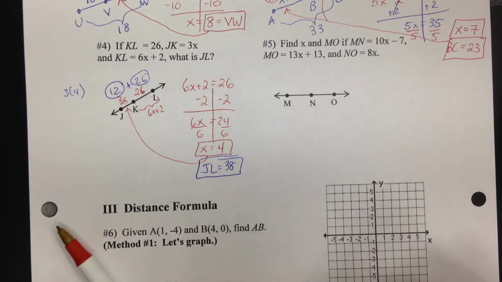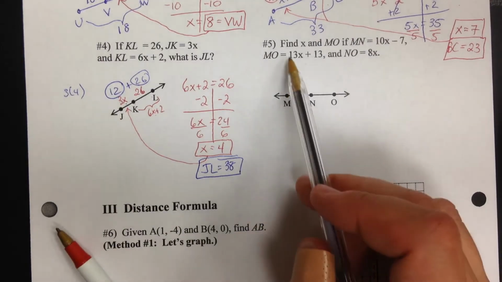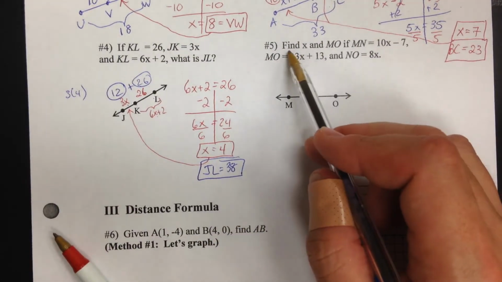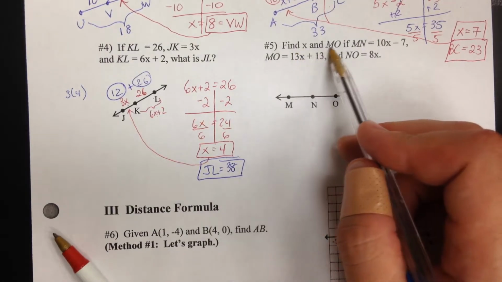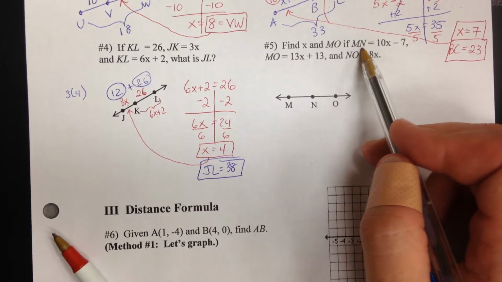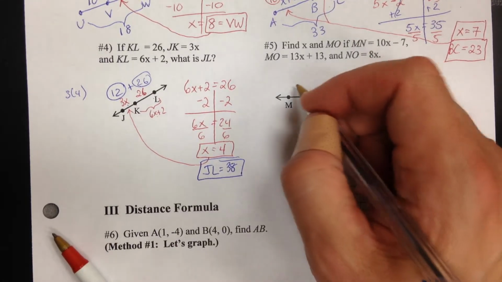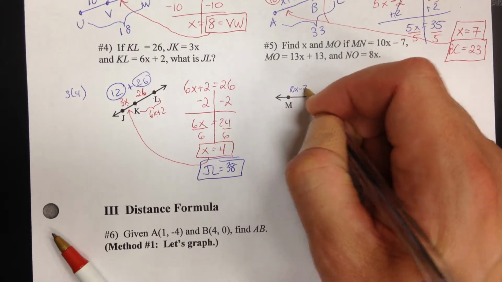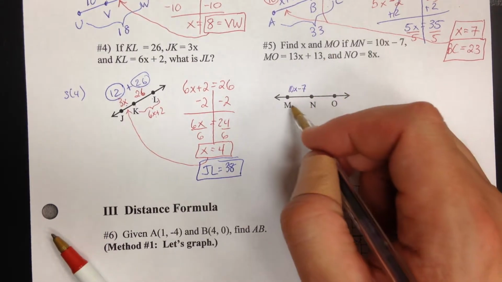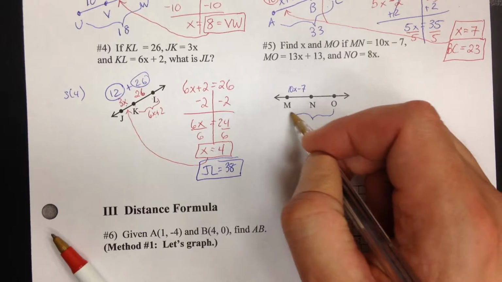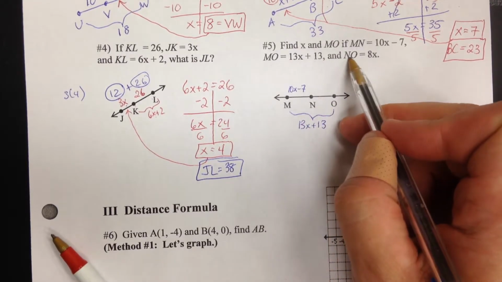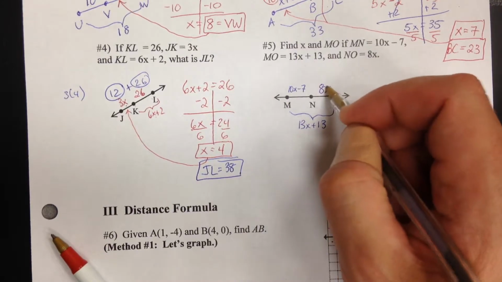Okay, one more. Last one. We'll do number 5. We're going to save distance formula for another time, so don't worry about that. Number 5, find x and the length of segment MO if the length of segment MN is 10x minus 7. The length of segment MO is 13x plus 13. MO is the whole thing. And then the length of NO is 8x.